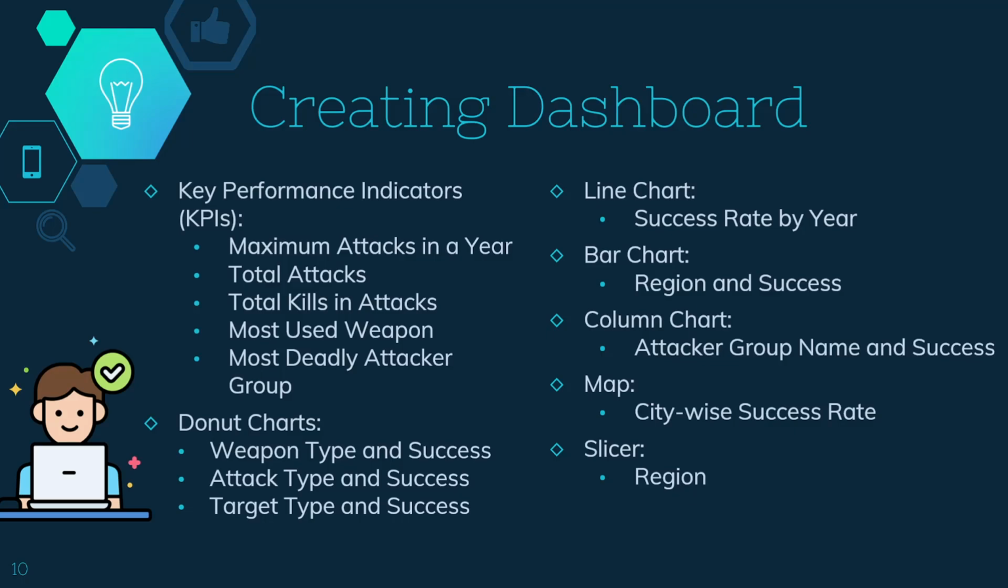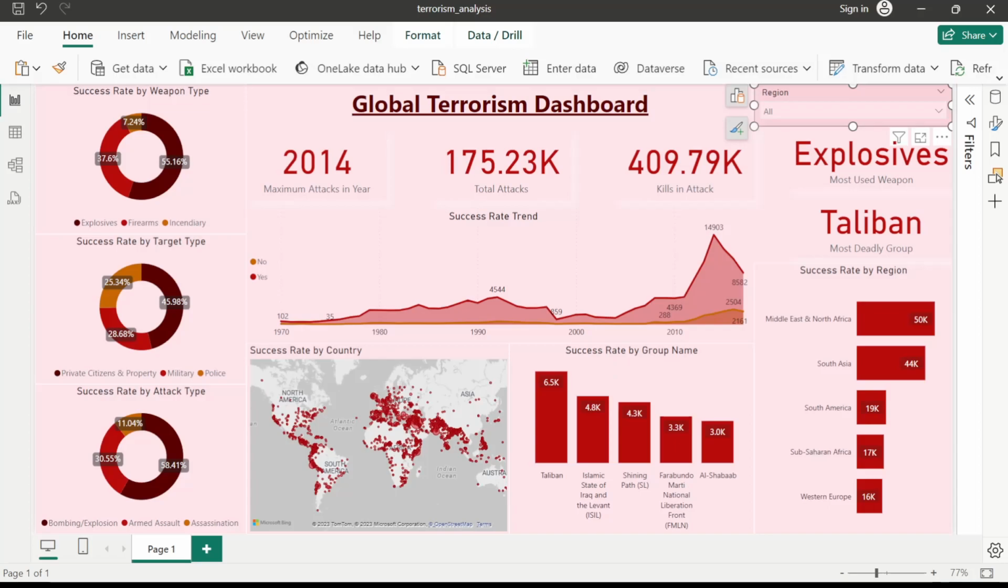As we all know, Power BI makes it easy to visualize our insights. We created donut charts to show the relationship between the weapon types and attack types with their success rate. Line charts help us track success rate over the years, while bar and column charts highlight regional and group specific success rate. Now I would like to go to the Power BI screen to show you my dashboard.